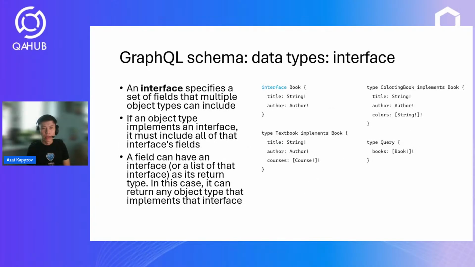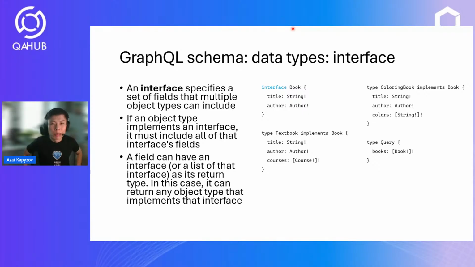Another type is interface. Interface specifies a set of fields that multiple object types can include. If an object type implements an interface, it must include all of that interface's fields. And a field can have an interface or a list of that interface as its return type. So in this case, it can return any object type that implements that interface.